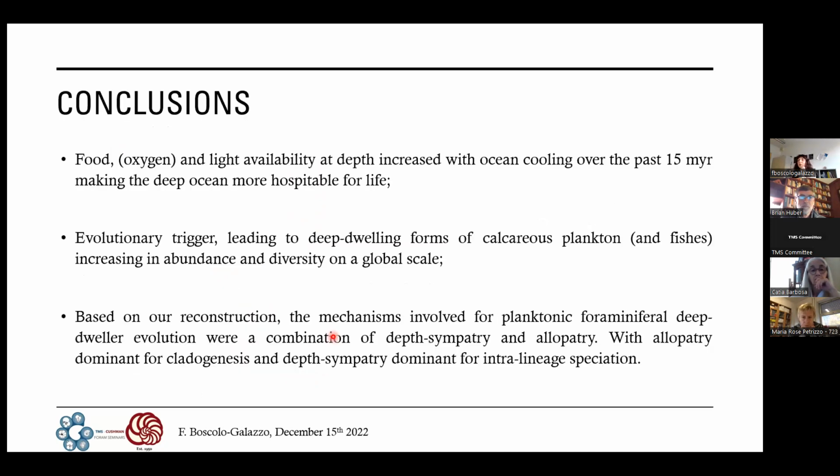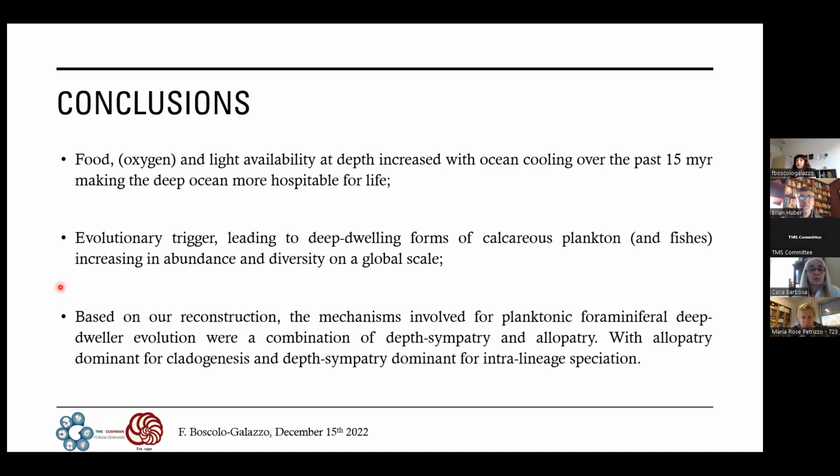Okay, to conclude, what we found is that food, possibly oxygen, and light availability at depth increased with ocean cooling over the past 50 millions of years, making the deep ocean more hospitable for life. This worked as an evolutionary trigger, leading deep dwelling forms of calcareous plankton and possibly fishes as well to increase in abundance and diversity on a global scale.